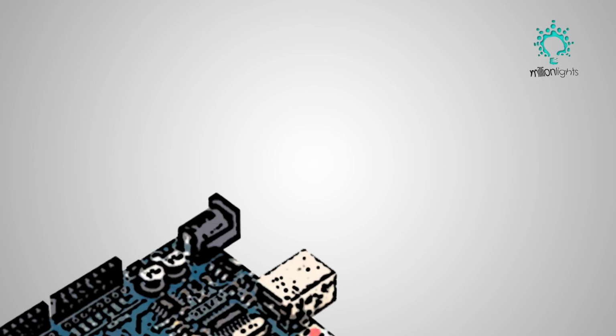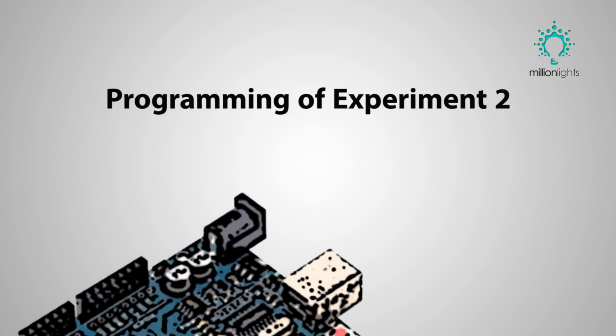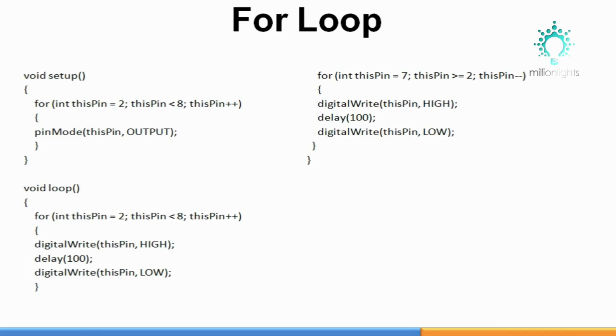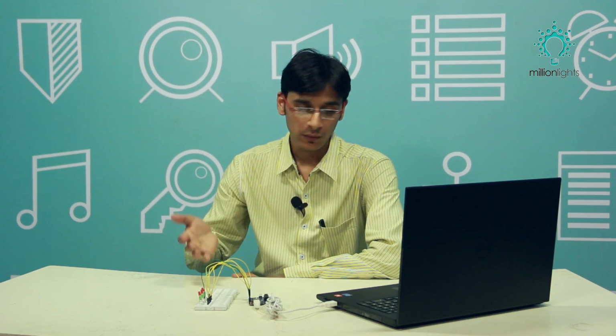Now we'll see the programming part and the output. This is the program which we are going to implement. First part is void setup. In void setup, we have got 6 LEDs and we have to initialize them as output. So instead of writing pin mode 2 output, pin mode 3 output, we are using a for loop.